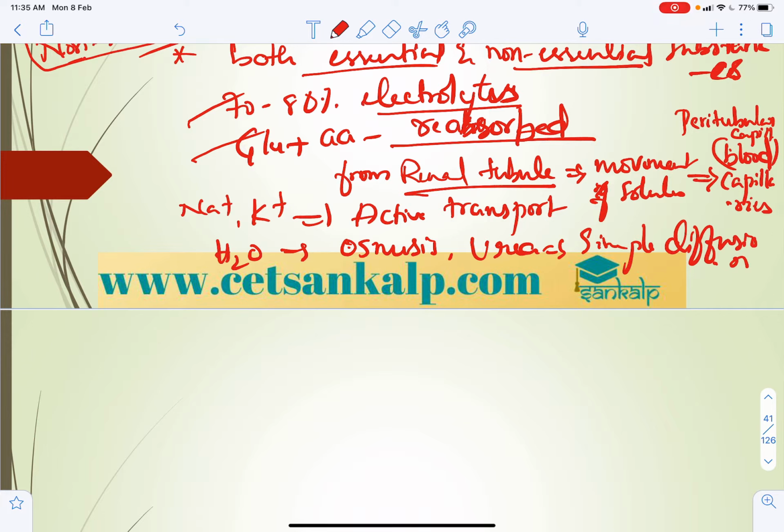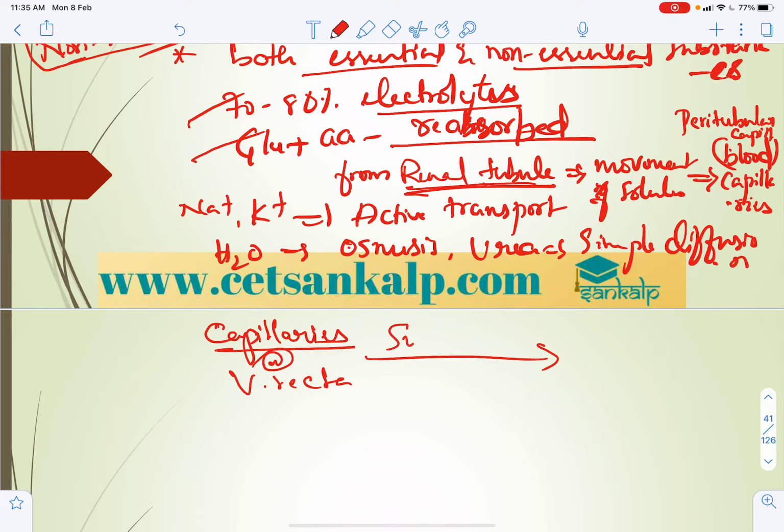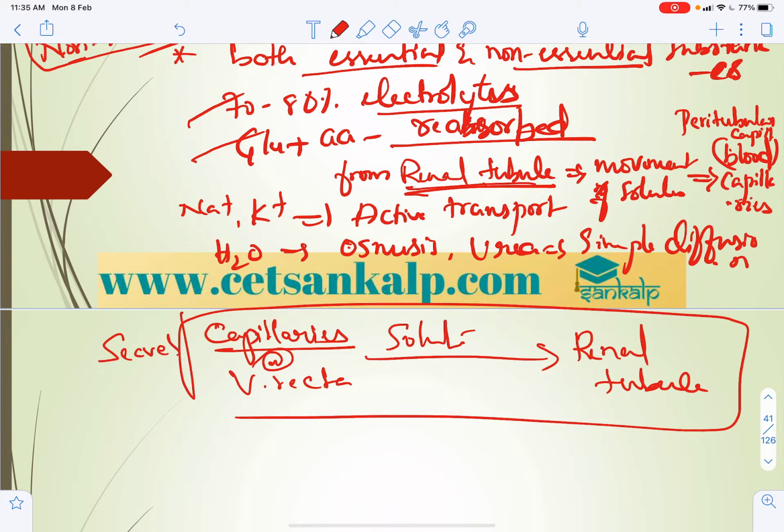And here, as I mentioned, the meaning of reabsorption is the movement of solutes from the renal tubule into the capillaries. If solutes move from the capillaries, the peritubular capillaries or the vasa recta, into the lumen of the renal tubule, any part of the renal tubule, that is called secretion. That is why we say reabsorption and secretion. Almost all the waste will be secreted into the renal tubule, and the essentials will be absorbed from the renal tubule into the capillary.